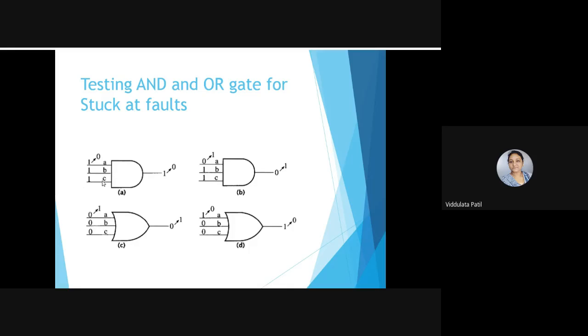Now if all the input terminals are at 1, what should the actual output be if the gate is correct? If we are applying a high logic level to all the input terminals, what should the output be? What should your output be?